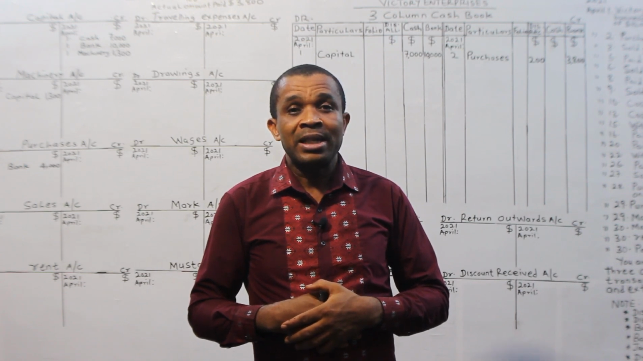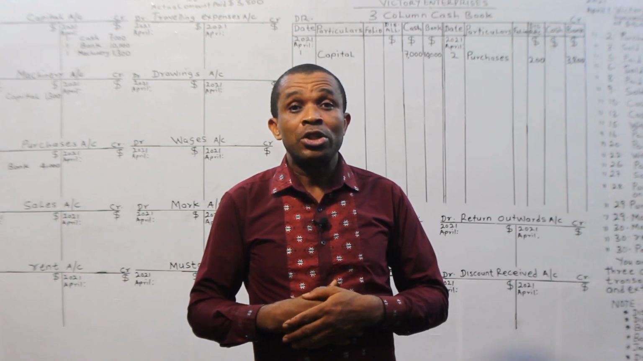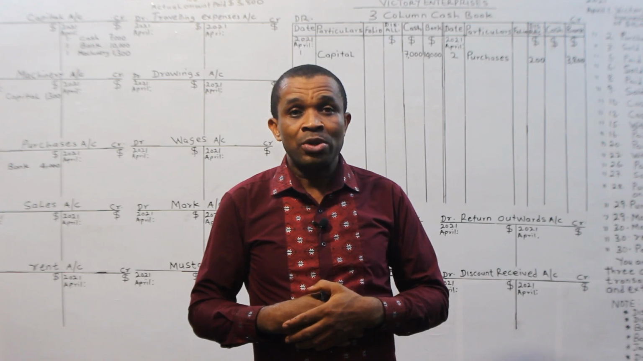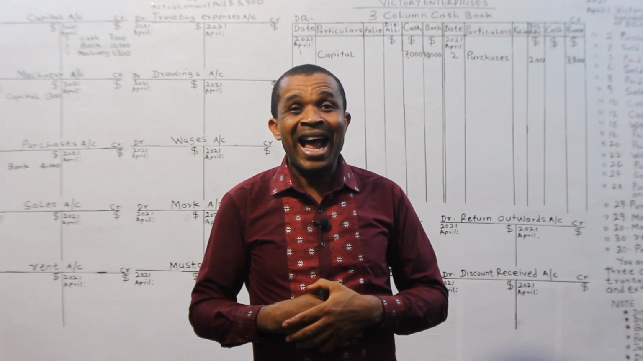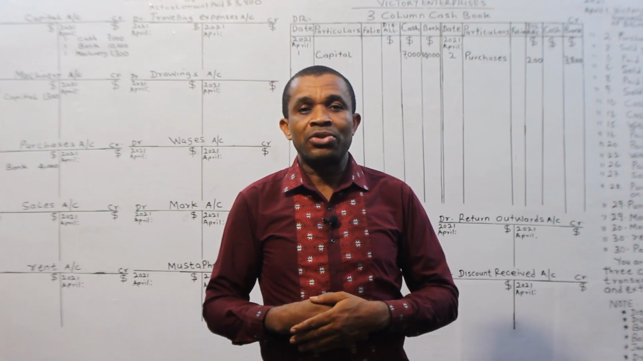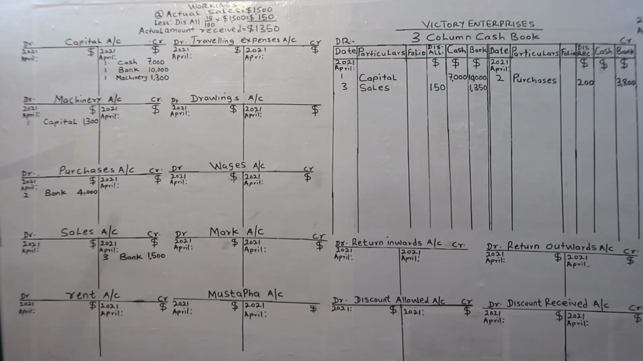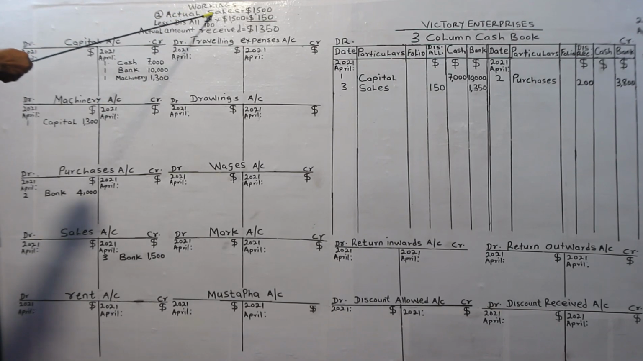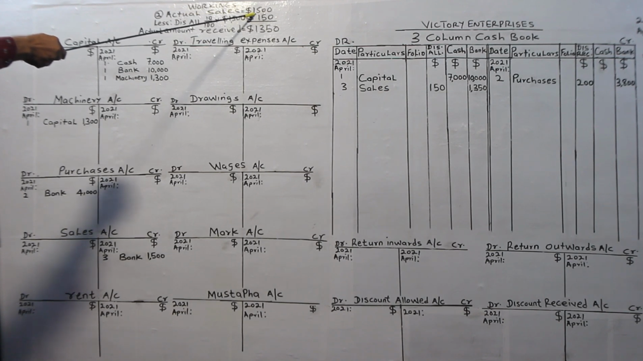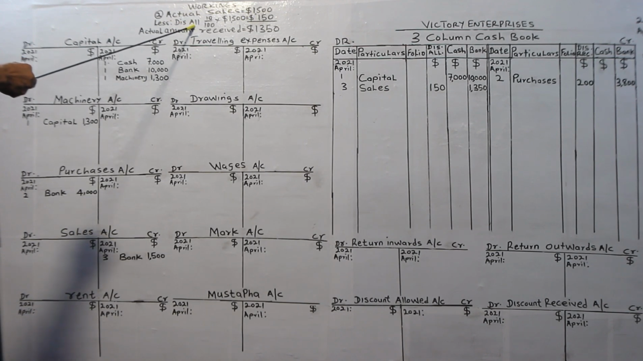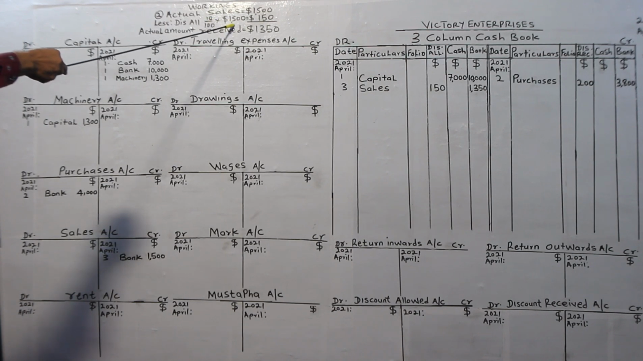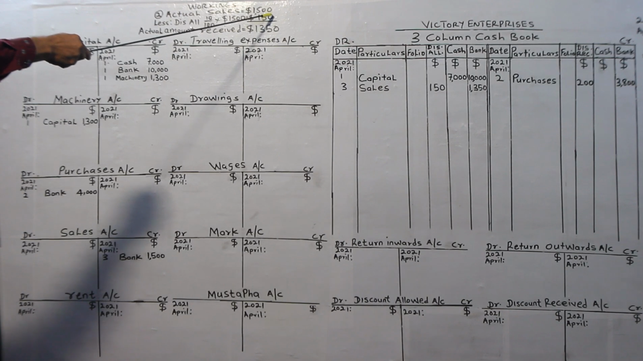But in this instance, the actual amount that the cashier will receive will not be complete due to the discount allowed. So let's go and calculate and find out the amount that is allowed as discount and the actual amount that was received from sales. Workings 2: the actual sales was $1,500 less discount allowed, which is 10% of $1,500, which is 10 over 100 times 1,500. That gives us $150.